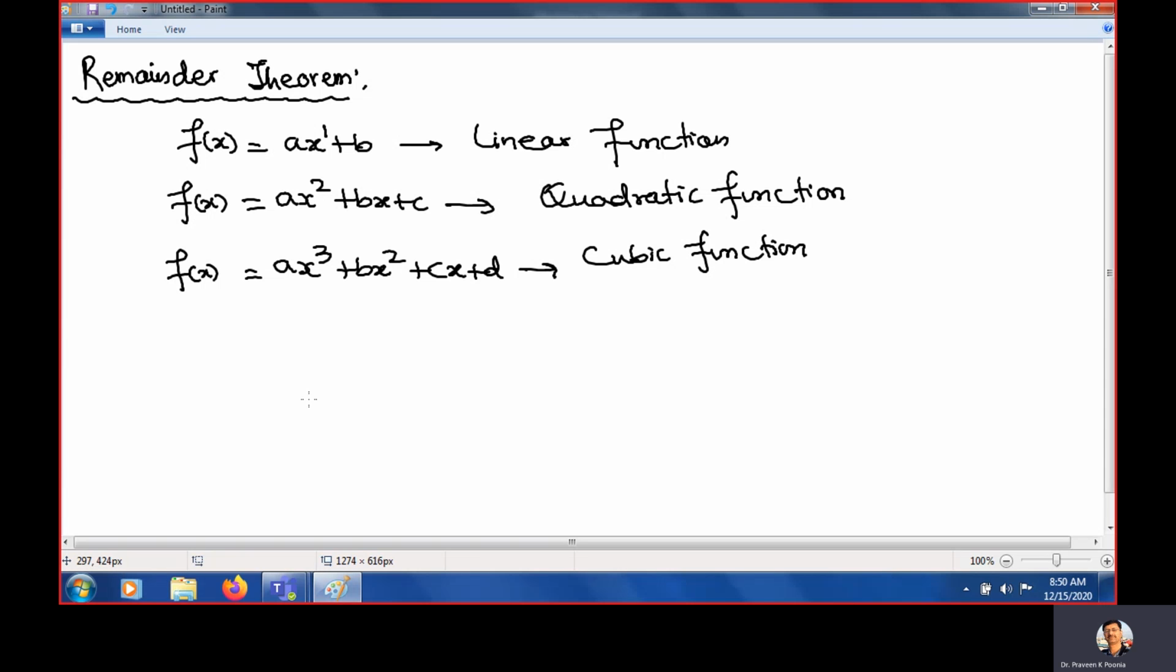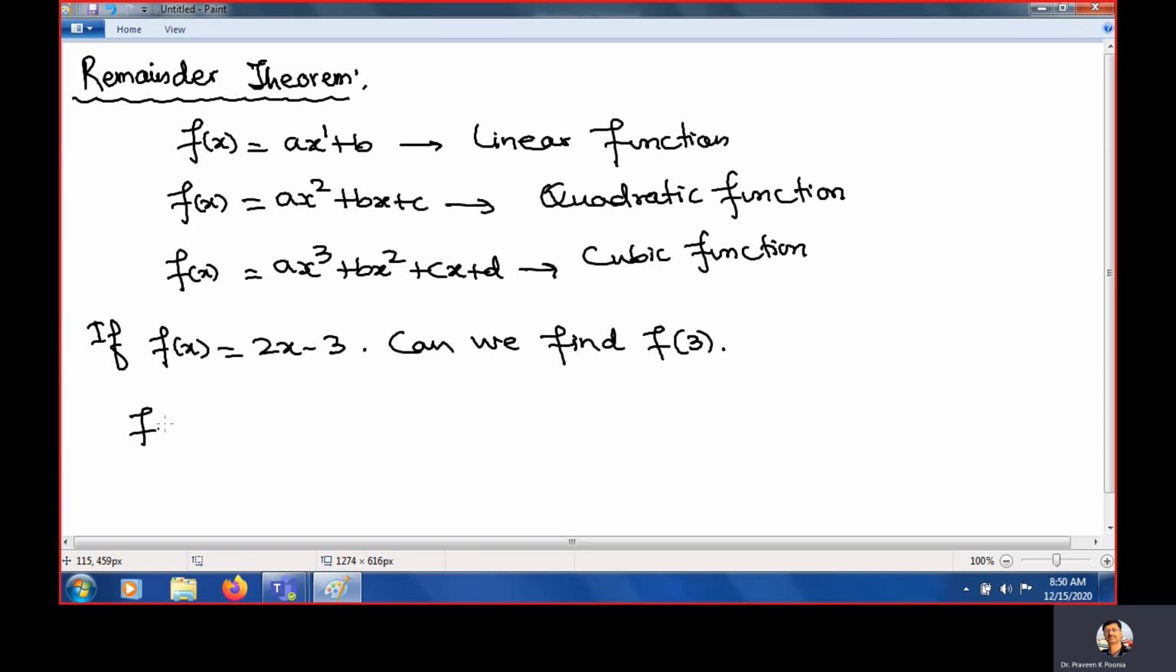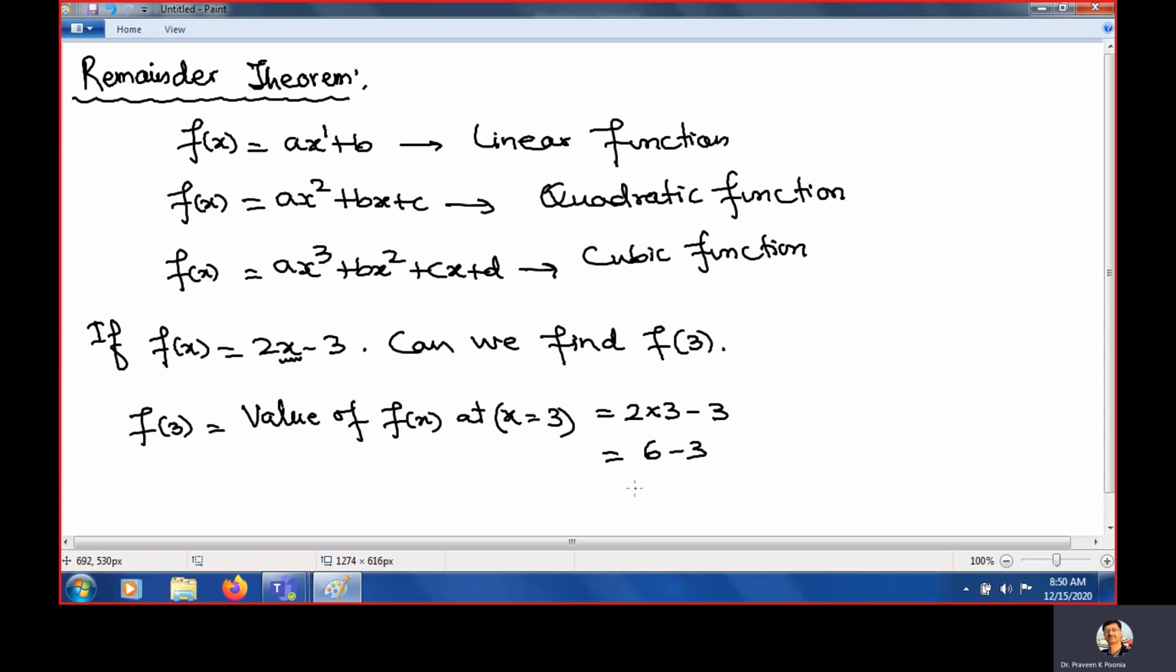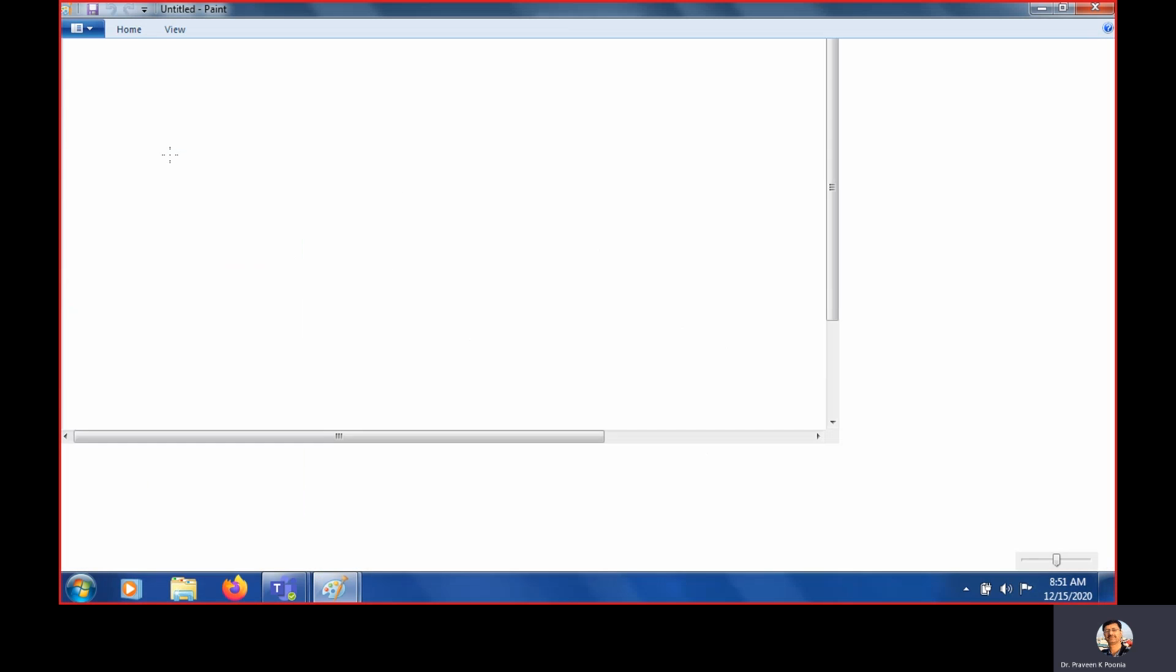Clear? Now a very simple question comes to our mind. If f(x) = 2x - 3, can we find f(3)? What do we mean by f(3)? f(3) means the value of f(x) at x = 3. So how can you calculate this value? You just put x = 3 in the given equation. Where is x? Here. So 2 times 3 minus 3. 2 times 3 is 6, minus 3 is 3. So this is how we evaluate the functional value at a given x.